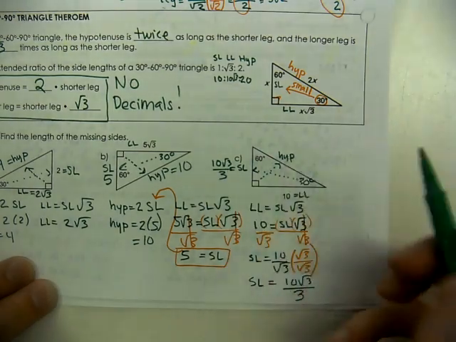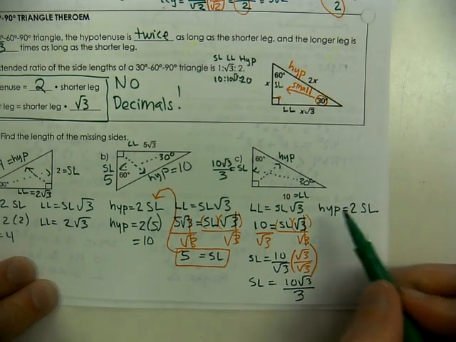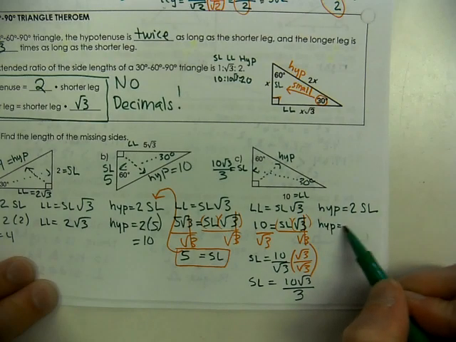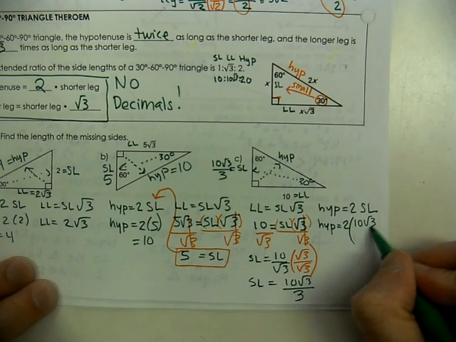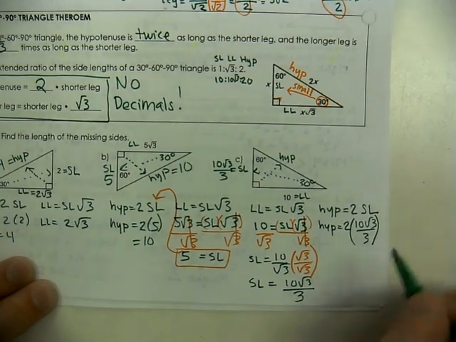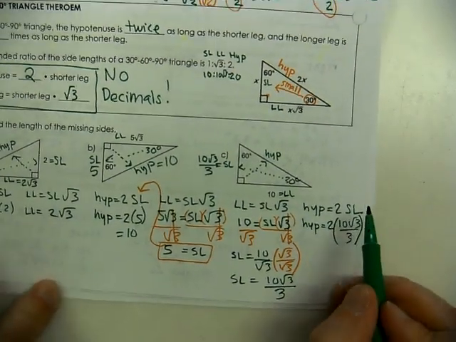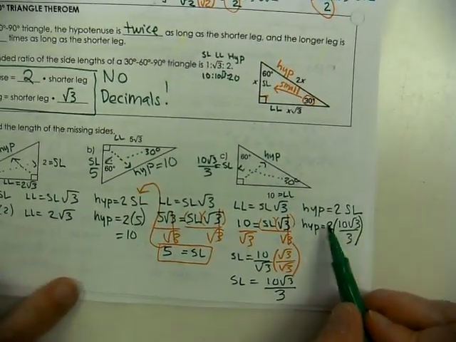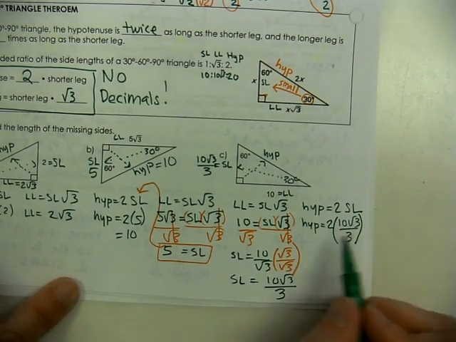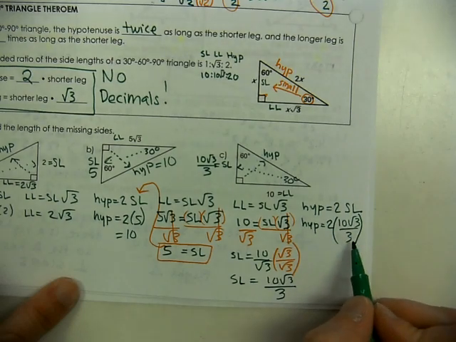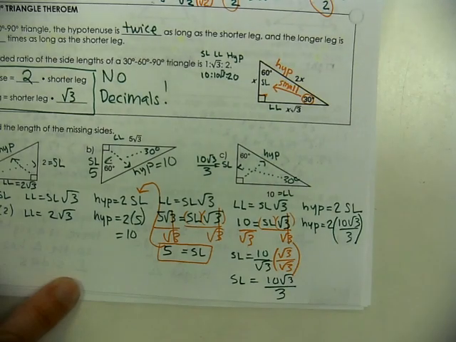Now we can take that to find the hypotenuse. Hypotenuse equals 2 times the short leg. And now that we know the short leg, we'll plug in this fraction, 10 root 3 over 3. So I usually pause at this point and ask, what exactly are we multiplying by 2? Think about this for a moment. Are we multiplying the 10 by 2? Are we multiplying the root 3 by 2 to make that a root 6? Are we multiplying the bottom denominator of 3 by 2 to make that a 6? What exactly is being multiplied by 2?